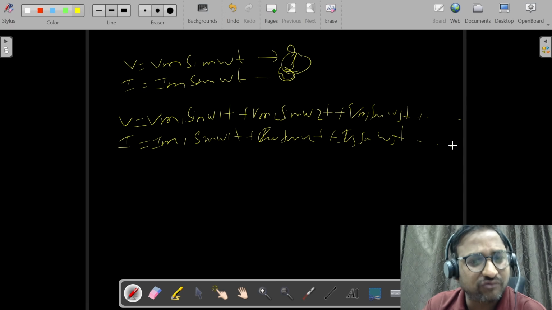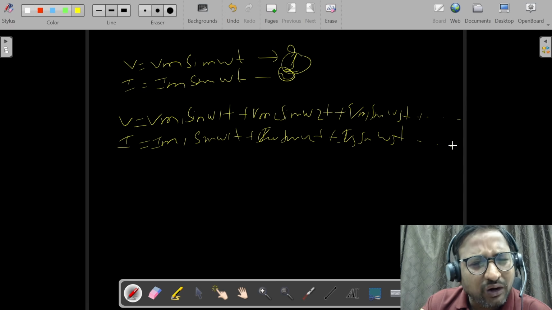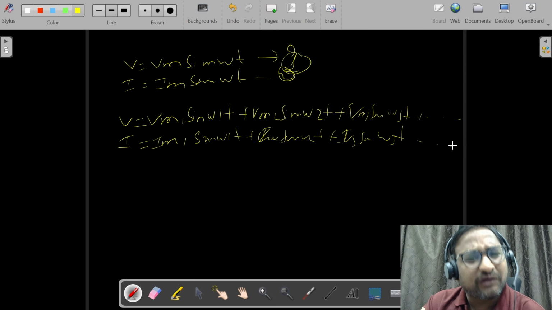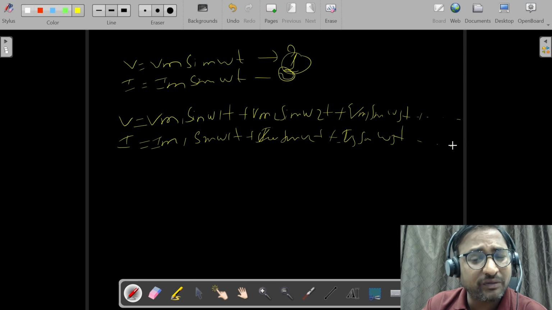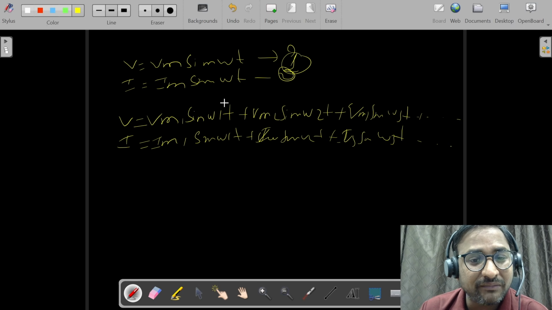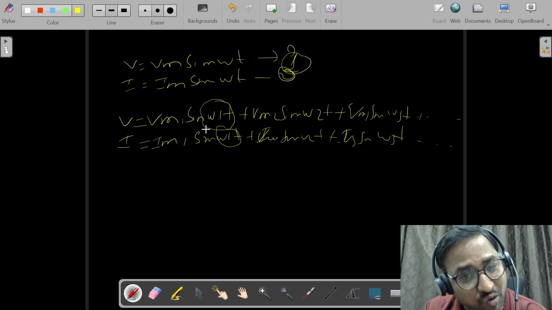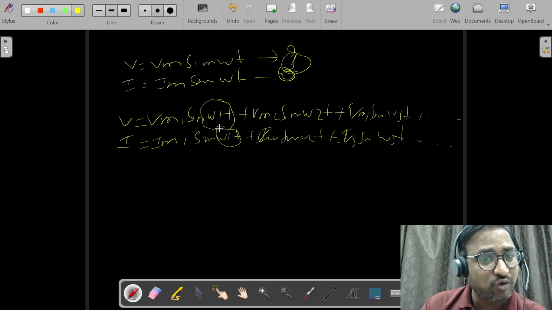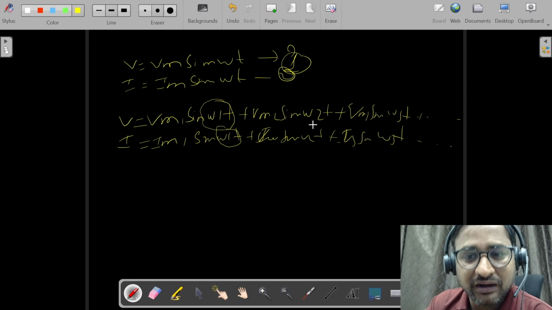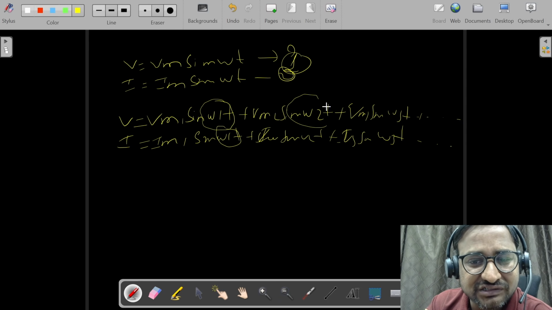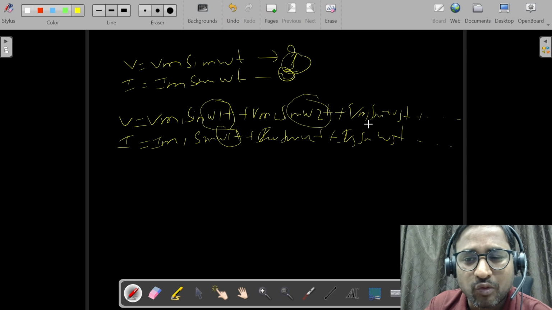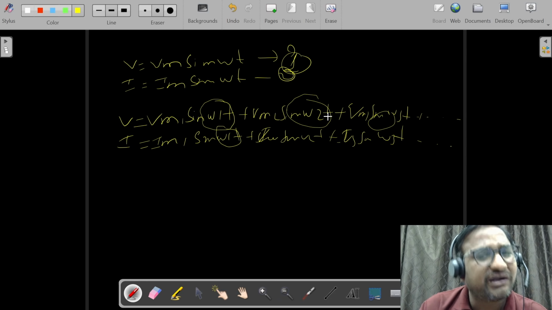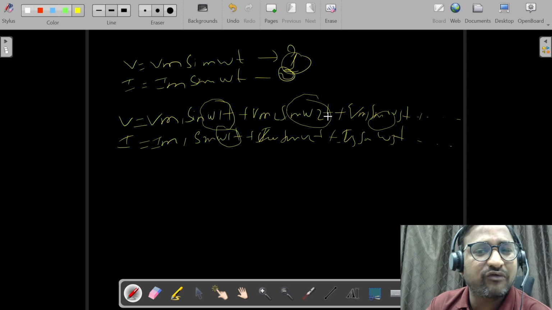So these are multiple frequencies. In order to operate our loads and motors with smooth operation, we only need the fundamental, which is omega 1. Omega 1 is the only frequency required for the smooth operation of an electrical machine. But there are other frequencies which are not required, like omega 2, omega 3, omega 5. These are unwanted frequencies. We don't require those frequencies.